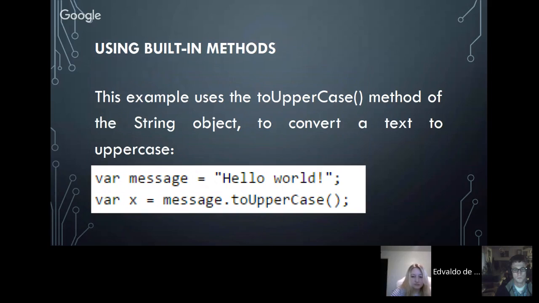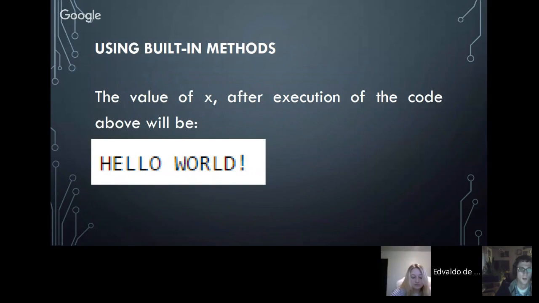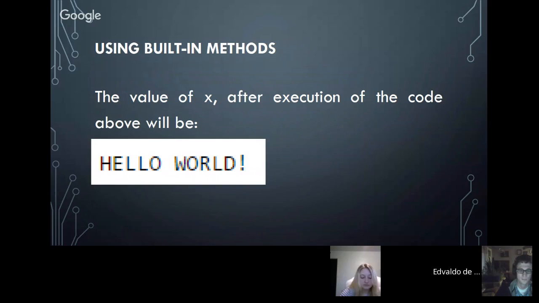In this example, we have 2 variables, one called message and the other called X. For the variable message, we have the famous hello world. And for the X variable, we have message dot toUpperCase. The value of X after execution of the code above will be hello world.